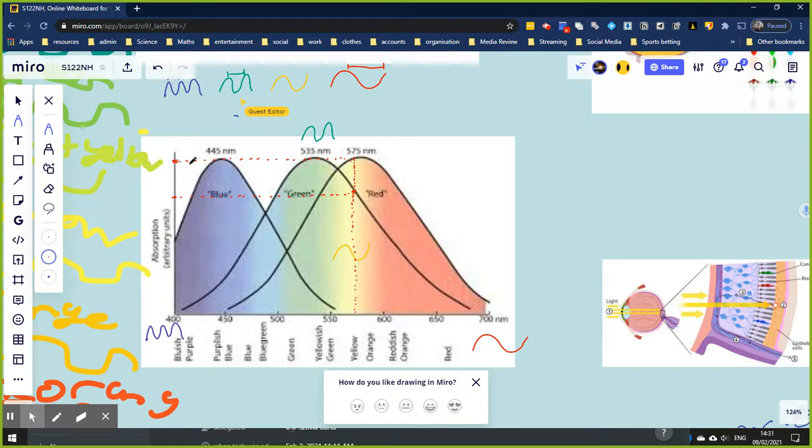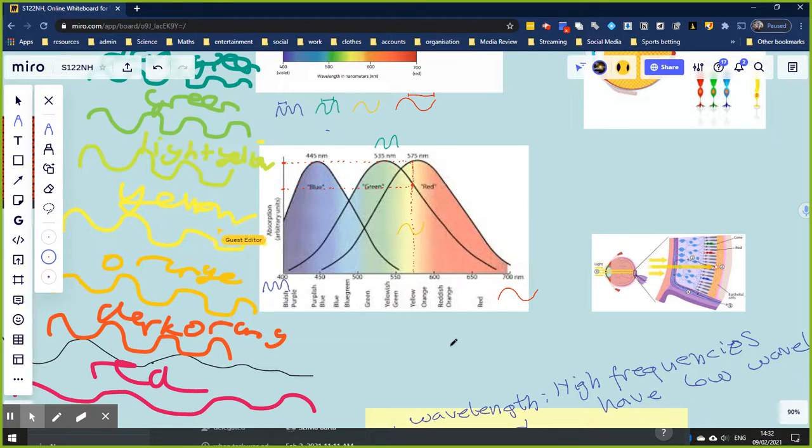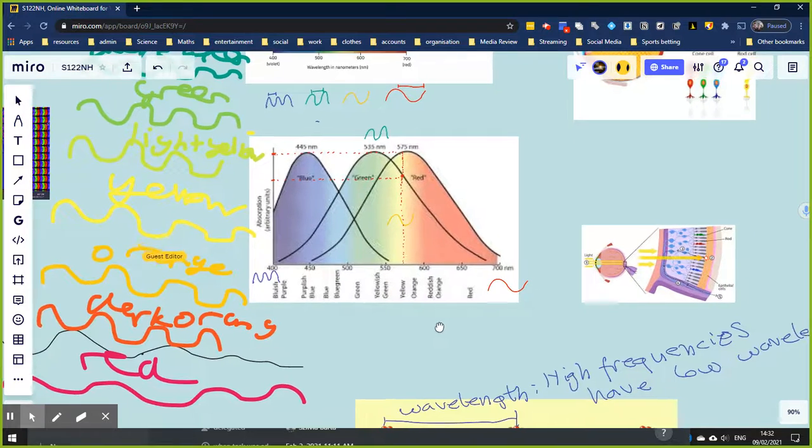So depending on what frequency the light is, or what wavelength the light is, different cones will detect different colors of light. So we can combine these different colors to see what frequency it is, and then we can decide what color it is.